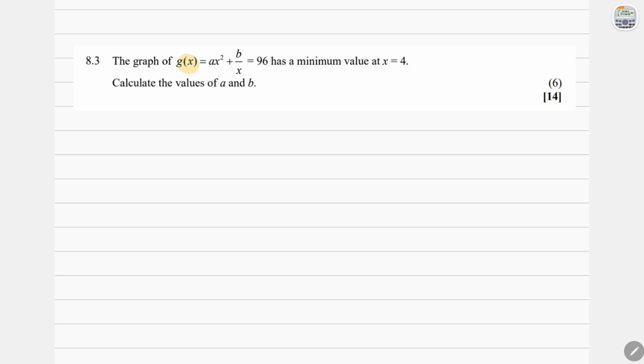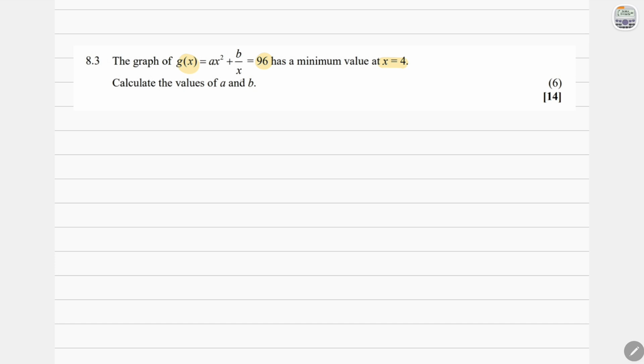So the graph of g has a minimum value at x equals 4. Do you notice how they say g of x and then they put down what g of x is equal to, and then they say is equal to 96. So that is actually the y value of this graph at this point where it has a minimum. So when we say a graph has a minimum, for example, if you have a parabola, this is the minimum value of this parabola, meaning we are pointing at the turning point. And we know what happens at the turning point. The gradient of this function is equal to 0.